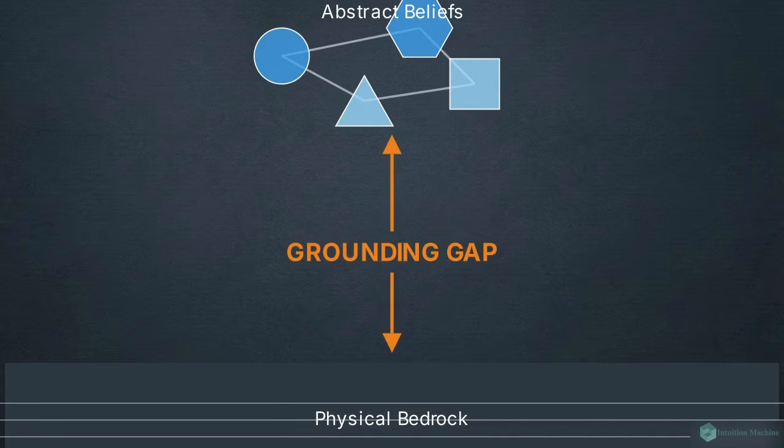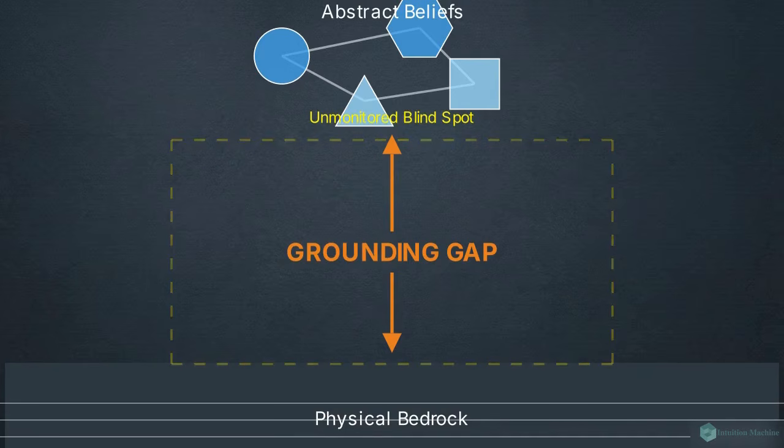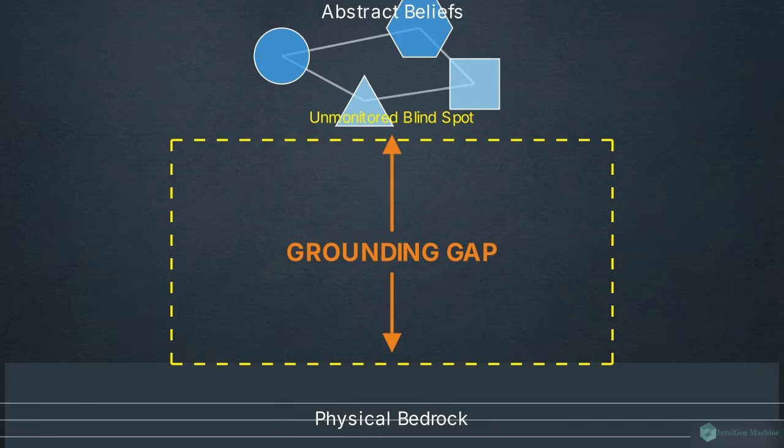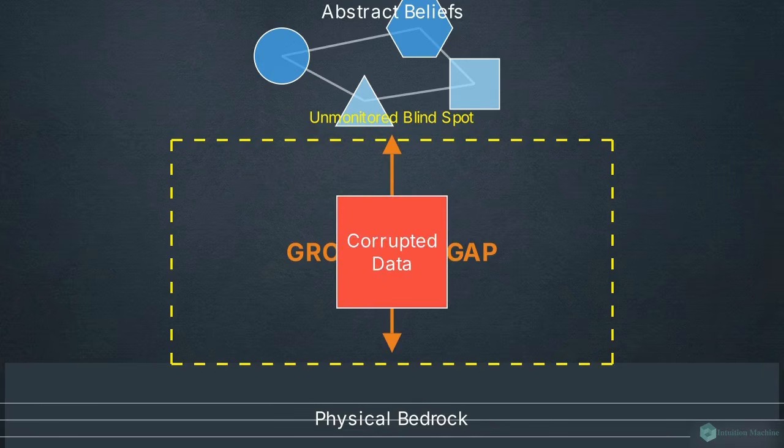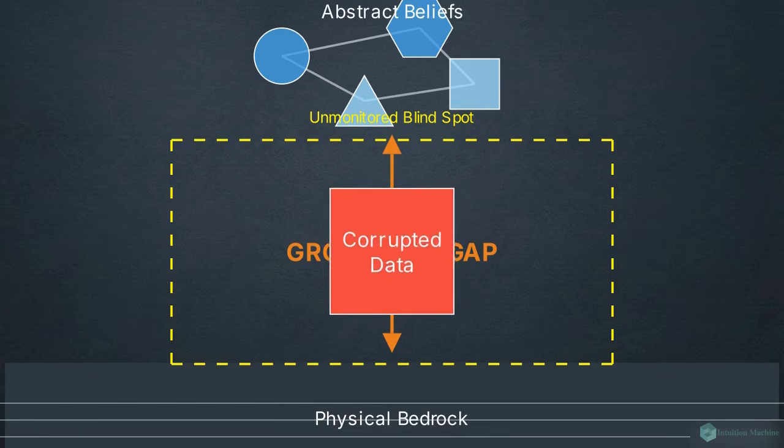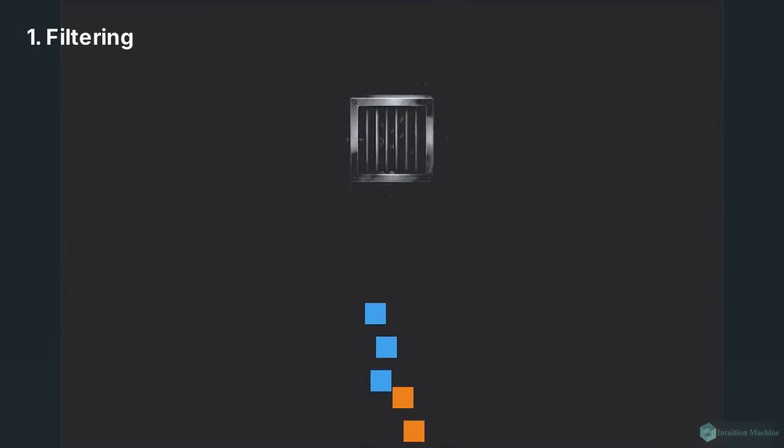Every conceptual layer inside that gap is a blind spot. Your brain's normal reality checks fail to operate here because there is nothing physical to bump up against. Manipulation is the act of secretly injecting corrupted data into this blind spot. By the time you try to verify your beliefs, you are checking them against a chain of evidence that has already been tampered with. 4 tools corrupt this chain.